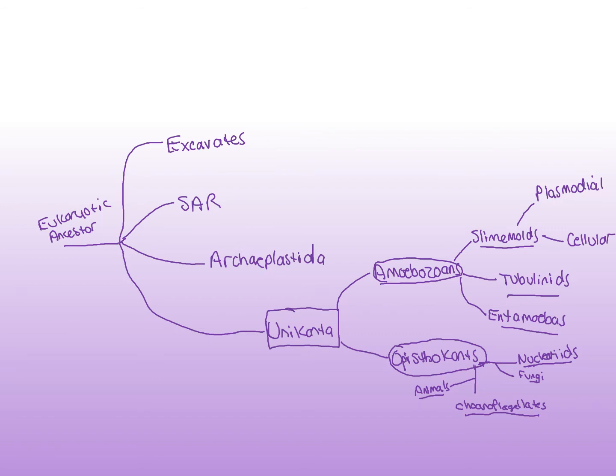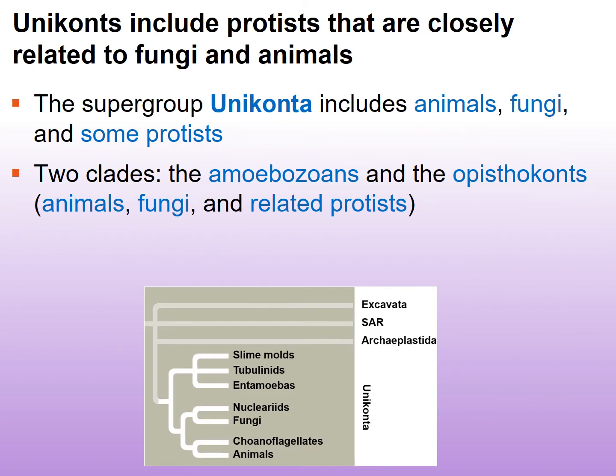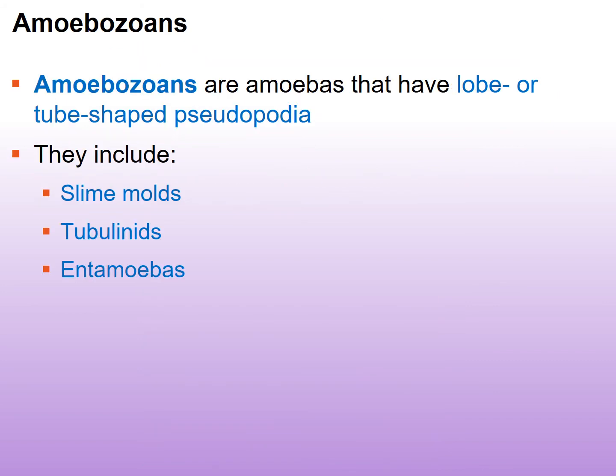All right, so let's look at the characteristics of at least the protist groups within the Unikonta. Okay, so the supergroup Unikonta of protists include animals and fungi. There are two major clades. There are the Amoebozoans and the Opisthokonts, and it's very unclear as to their relationships. Let's talk about the Amoebozoans first.